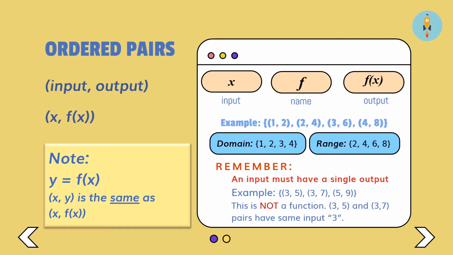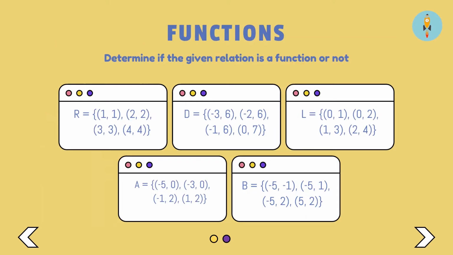Note that f of x notation is another way of representing the y value in a function. y is equal to f of x. The y-axis may be labeled as the f of x axis when graphing. In other words, ordered pair (x, f of x) is the same as (x, y). Determine if the given relation is a function or not.